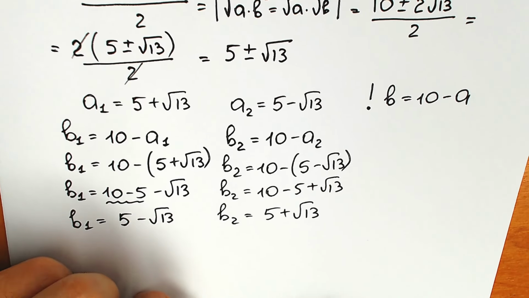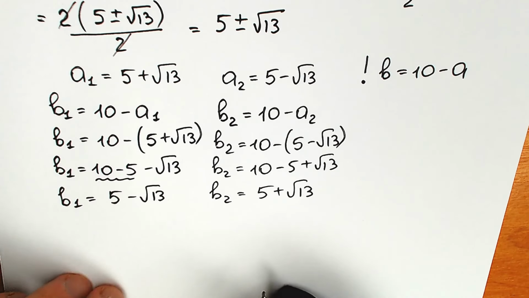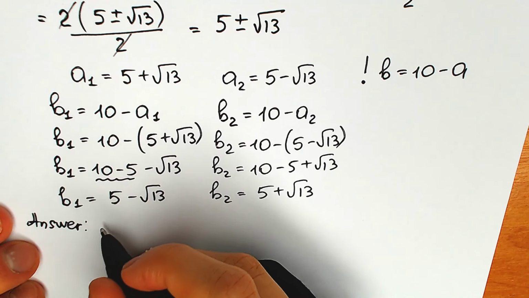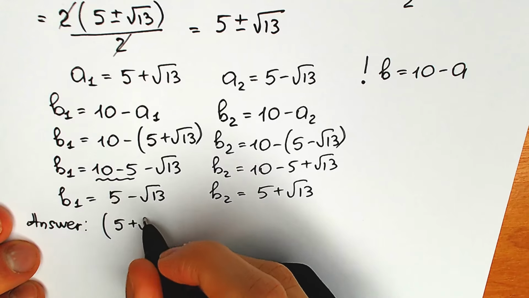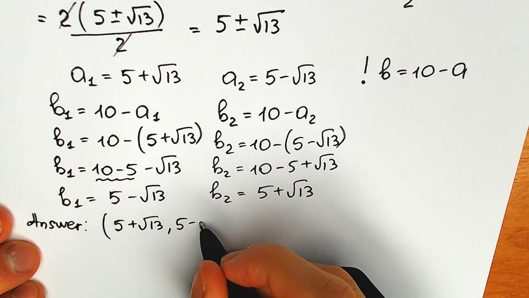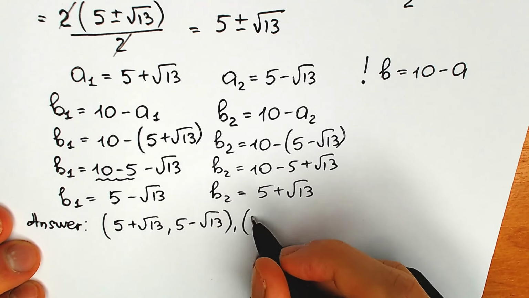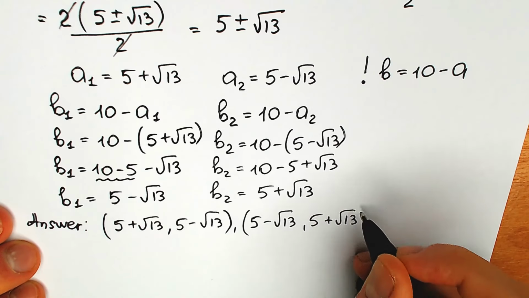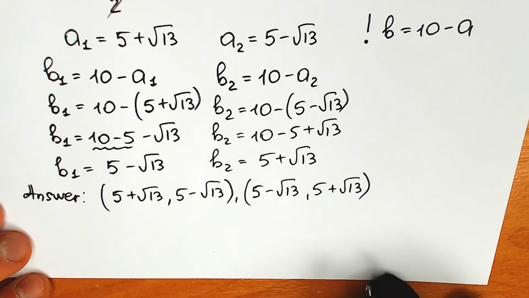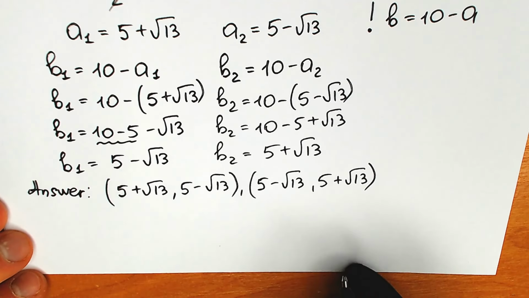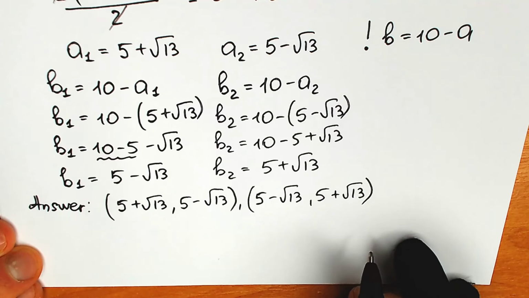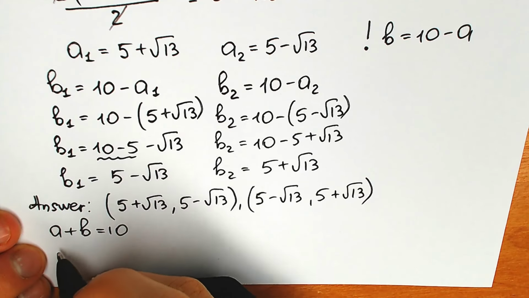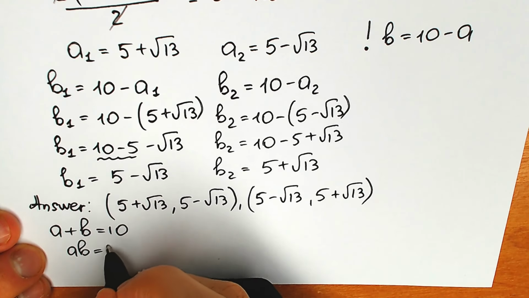And right now let's write our final answer, and then we're gonna check it real quick. So first of all, our final answer, and in the end, so we have our answer. So our first pair, 5 plus square root of 13, 5 minus square root of 13, and second pair, 5 minus square root of 13 and 5 plus square root of 13. So these are two pairs, and right now let's check real quick our answer. First of all, let's write real quick our question. So we have a plus b equal to 10 and ab equal to 12.